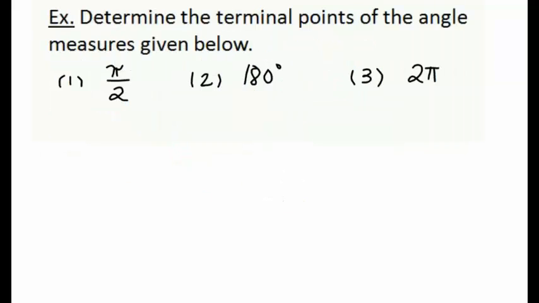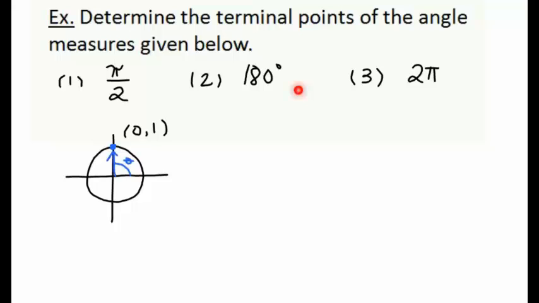Let's determine the terminal points of the three angle measures that are given below. Let's begin with pi over 2 radians. Well, it might be helpful here for us to draw a picture. Here is our unit circle. And remember that pi over 2 radians is really 90 degrees. So that means our angle, theta, is going to look something like this, and our terminal point is going to be given up here. This terminal point is the point (0, 1). We haven't moved left or right in the x direction, but we have moved up 1 in the y direction.